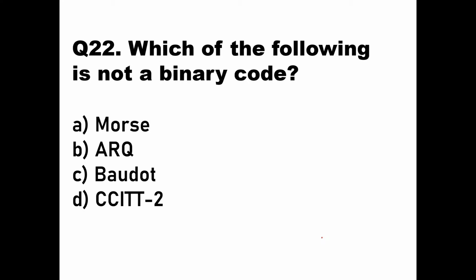Now, in B, C and D, these three options use binary data, whereas the first one, Morse code, uses spaces and dots. So Morse code is the one which is not using a binary code. So option A will be the correct one. Which of the following is not a binary code? Morse code is not a binary code. Then we'll go to the next question.